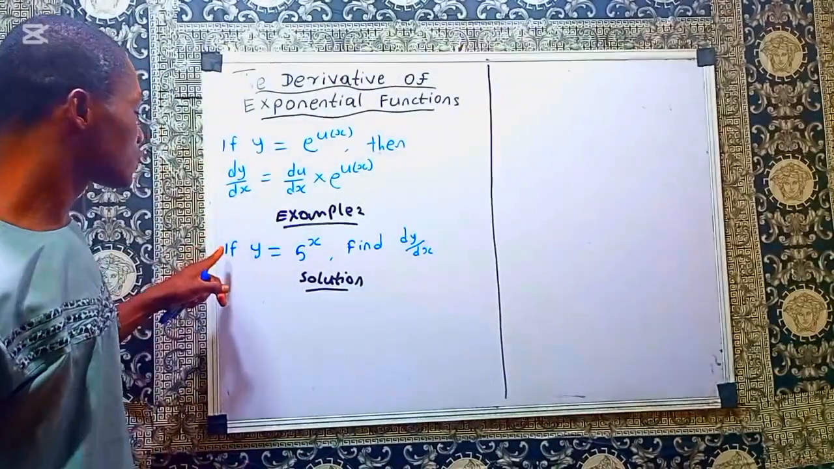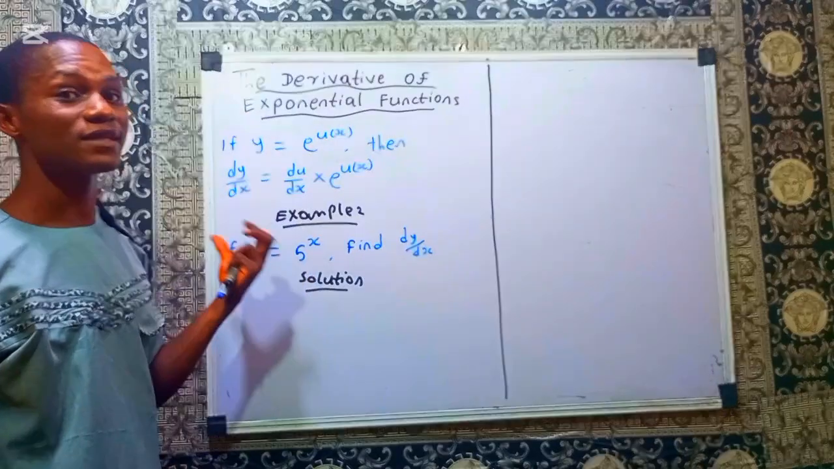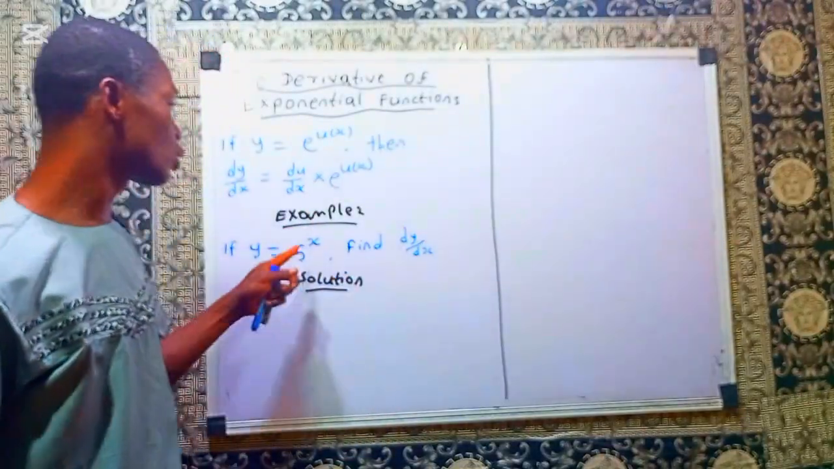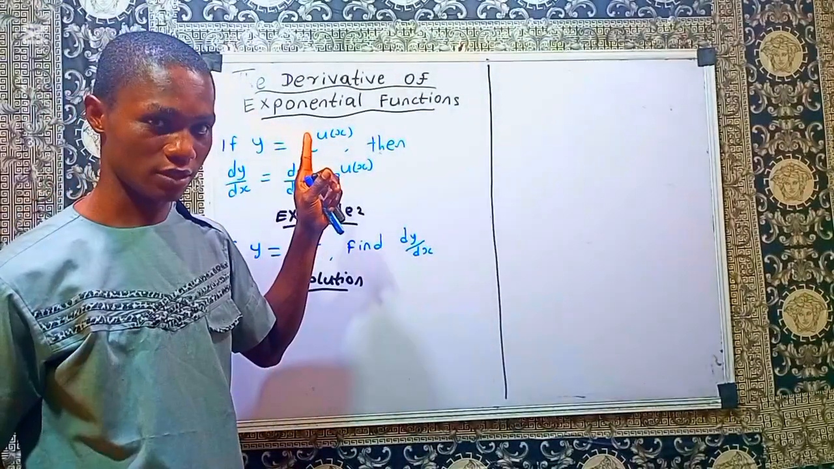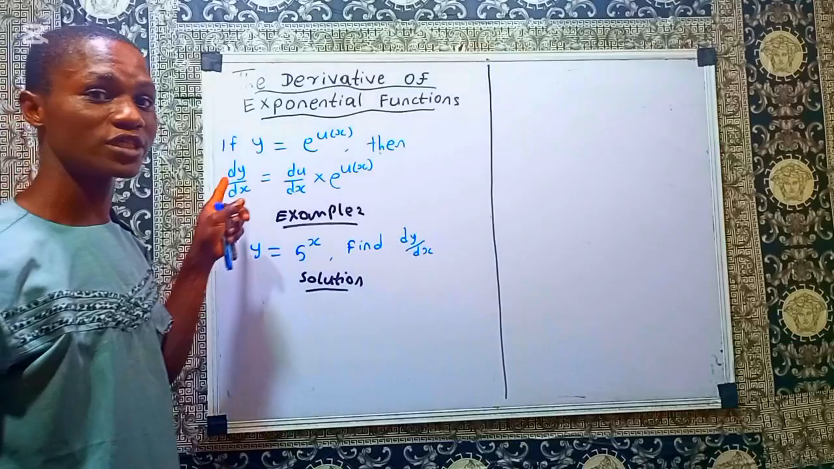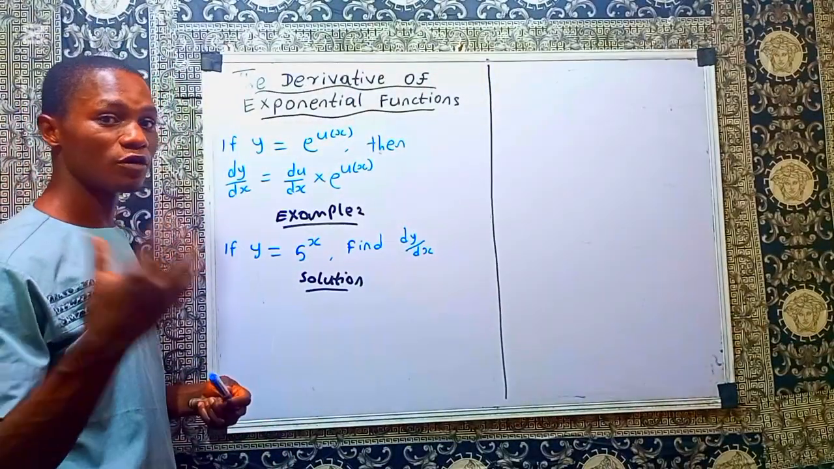But in this very question they gave us that y is equal to 5 raised to power x. It's still an exponential function, but it's not an exponential function of the Euler number e. So for us to find the derivative of this, I'm going to transform it to an exponential function of the Euler number e by simply taking the log of both sides.